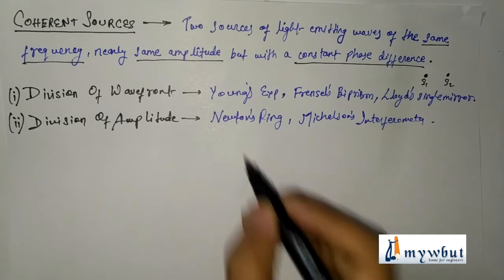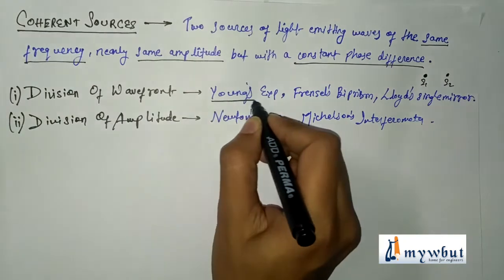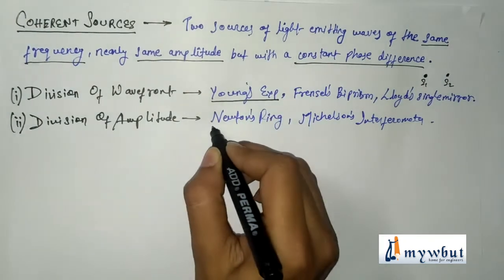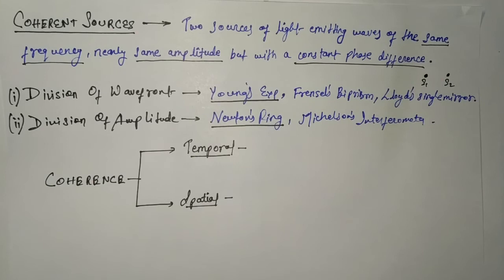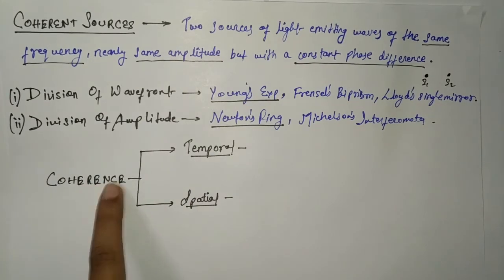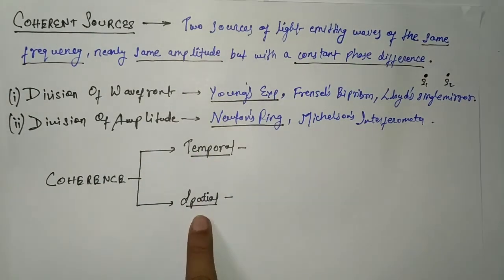We are going to study in a bit of detail Young's experiment and Newton's ring. So let us proceed further and know some more definitions. So now let us understand the different types of coherence. As we can see, there are two types of coherence. One is temporal coherence and another one is spatial coherence. So let me write down the definitions for you all.